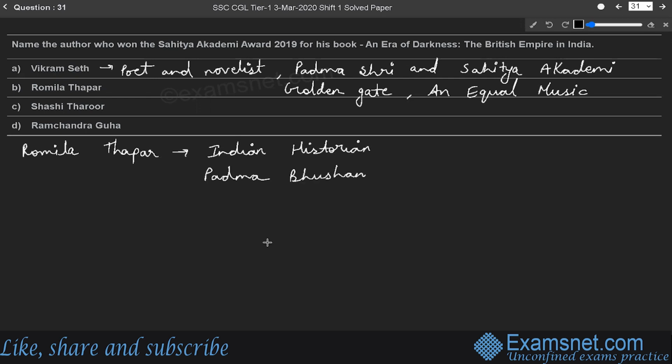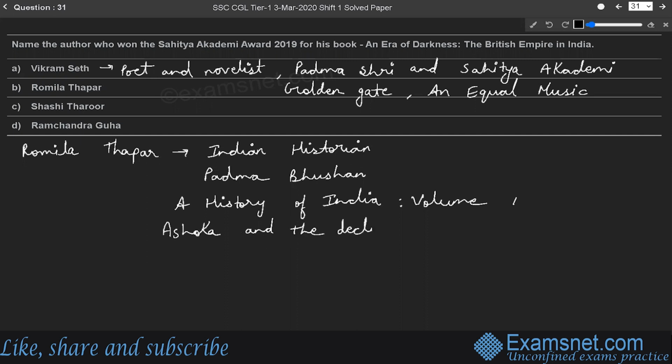The main books of Romila Thapar are A History of India, Volume 1. This was a very, very popular book. Also, another book is Ashoka and The Decline of the Mauryans. There is a dynasty which is the Maurya dynasty. So Mauryans belong to the Maurya dynasty.